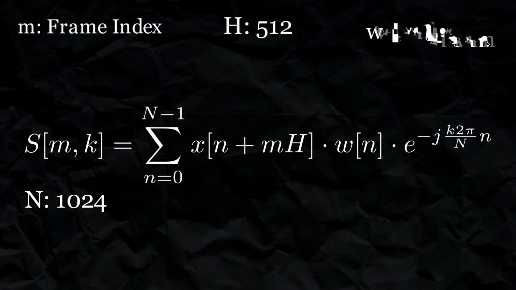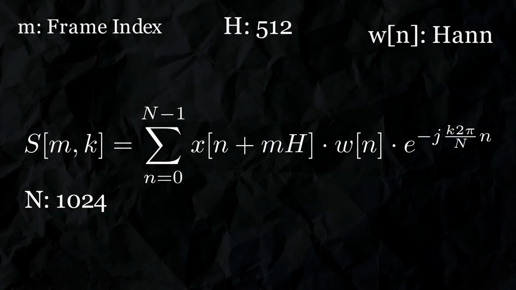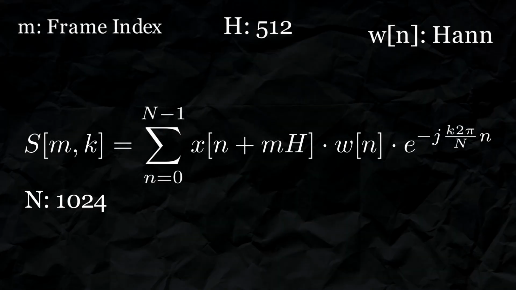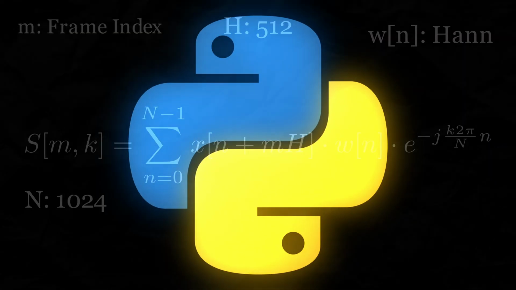And now that we have our window, hop size, and frame size, we can now start implementing a program using the basic STFT function in Librosa and Python to create a spectrogram.